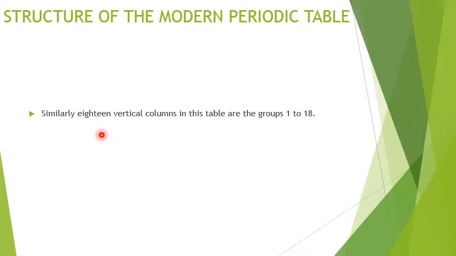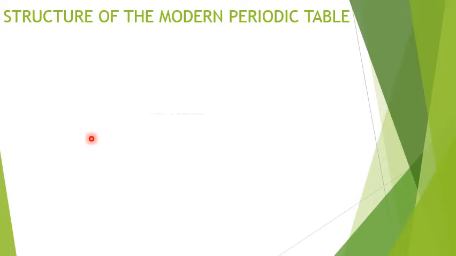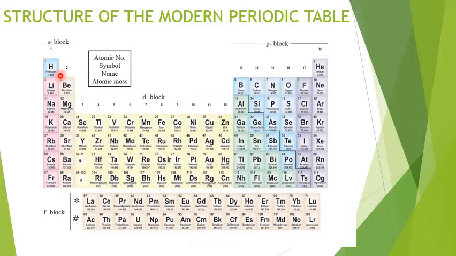Similarly, the 18 vertical columns in this table are the groups 1 to 18. Whenever I say groups or columns, you have to see top to bottom. 1, 2, 3, 4, 5, 6, 7, 8. 18 groups are there. Whenever you say group, you will see it as top to bottom. Understood, everyone?